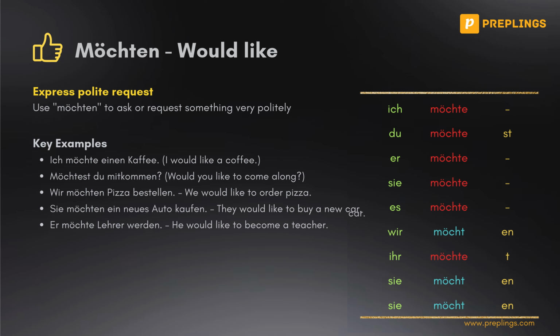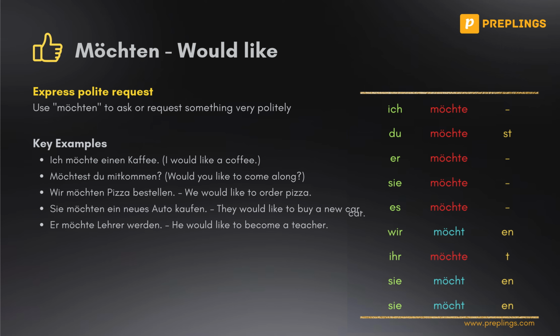On the right side, you can again see the conjugation table of the modal verb möchten. Let us see some examples. Ich möchte einen Kaffee. I would like a coffee. Möchtest du mitkommen? Would you like to come along? Wir möchten Pizza bestellen. We would like to order pizza.